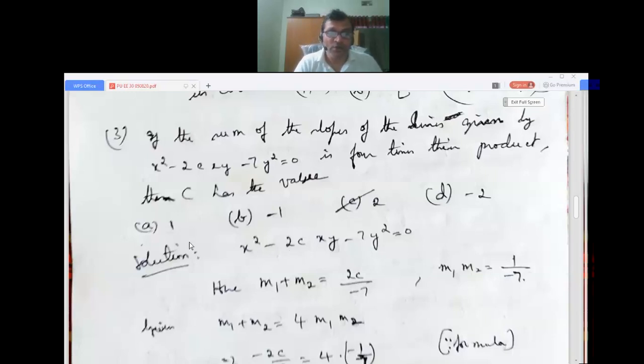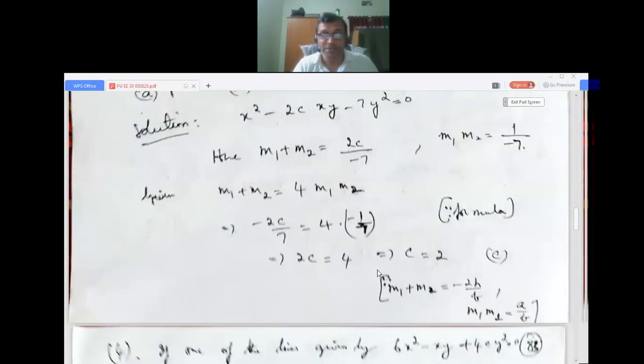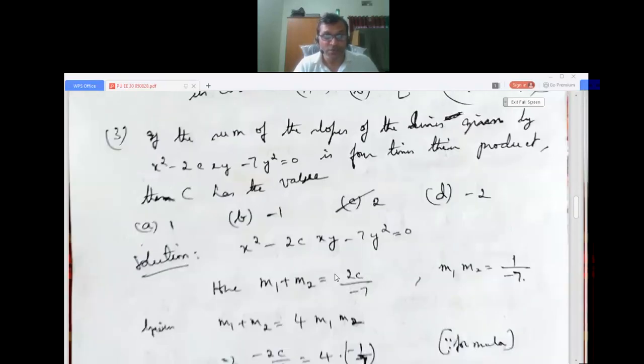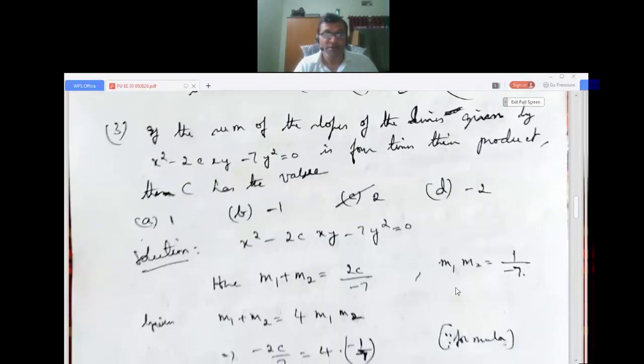Okay. First option 1, second option -1, third option 2, fourth option -2. We took the pair of straight lines as x squared minus 2cxy minus 7y squared equals 0. Then it has got a pair of straight lines, the slopes are m1 and m2. So m1 plus m2 equals minus 2h by b. The formula is there. So minus minus cancel, 2c by b, b is minus 7. Product of the slopes m1 m2 is a by b, a is 1, b is minus 7, so 1 by minus 7.